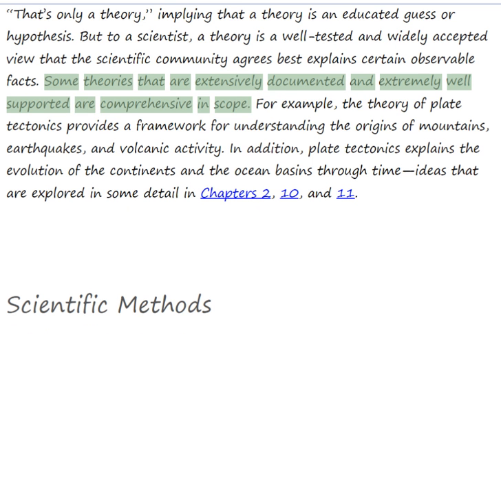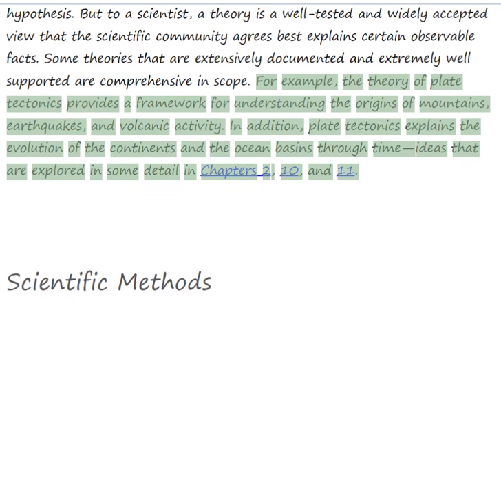Some theories that are extensively documented and extremely well supported are comprehensive in scope. For example, the theory of plate tectonics provides a framework for understanding the origins of mountains, earthquakes, and volcanic activity. In addition, plate tectonics explains the evolution of the continents and the ocean basins through time, ideas that are explored in some detail in chapters 2, 10, and 11.